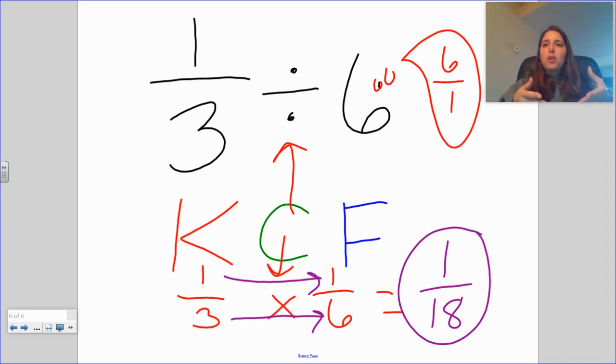So if I have 1/3 of a cookie and I divide that 1/3 of a cookie and share it with 6 people, they're each only going to get 1/18 of a cookie, a really small piece.